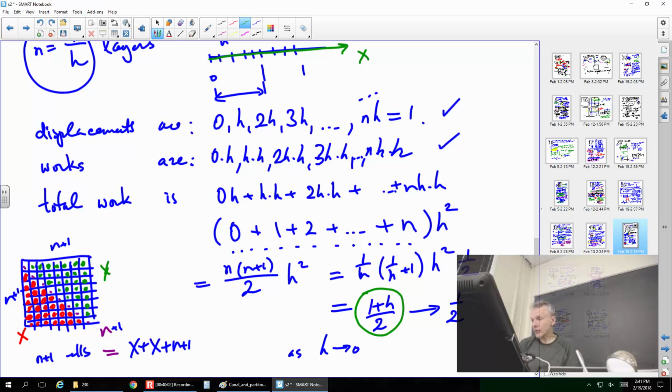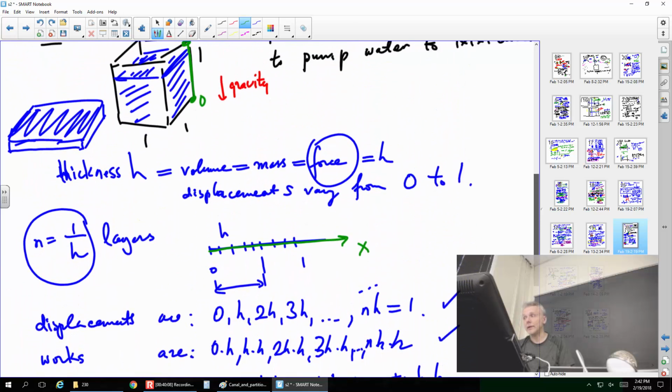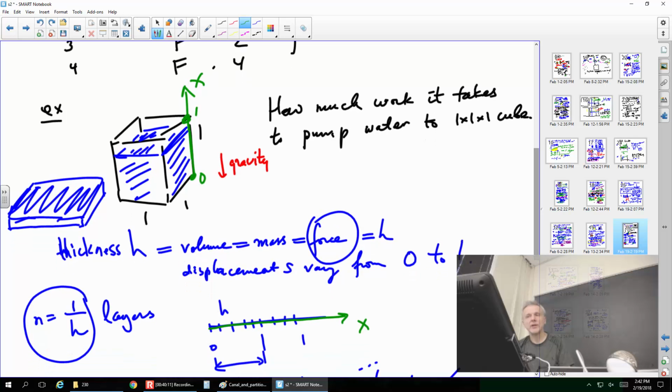How do we know that the answer is correct? It was a bit complicated, but certainly easy to make a mistake. How do I know that the answer is correct? The work is 1/2. What's so special about 1/2?